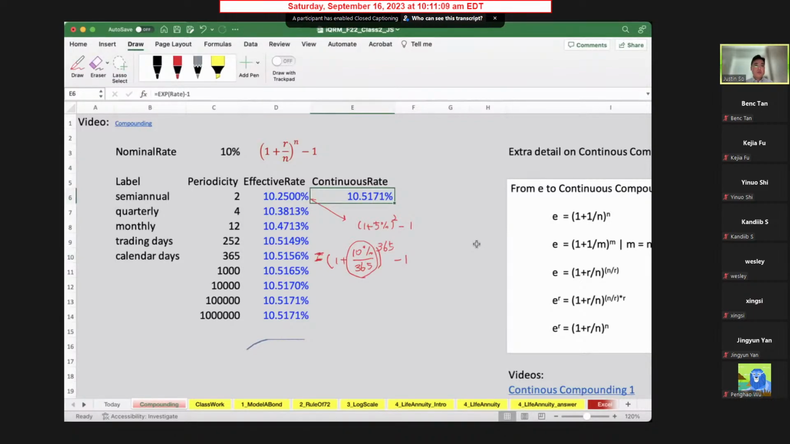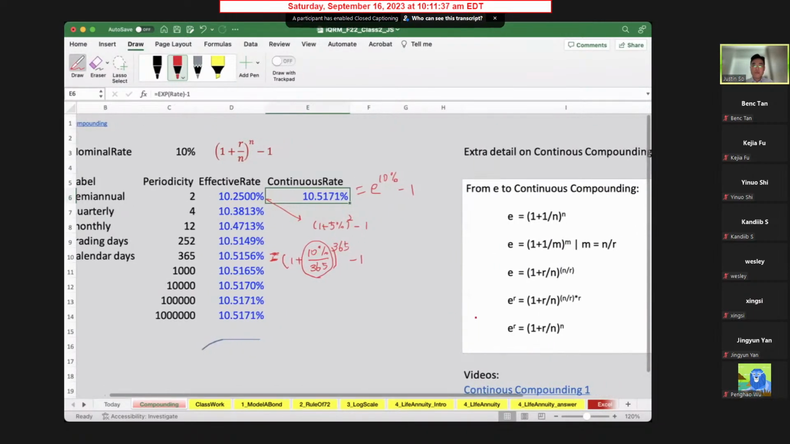E to the nominal rate minus 1. Here in Excel, EXP is the exponentiate function. So basically this becomes e to the 10% minus 1. But why is this the case? How do we know? It requires a little bit of explanation here.